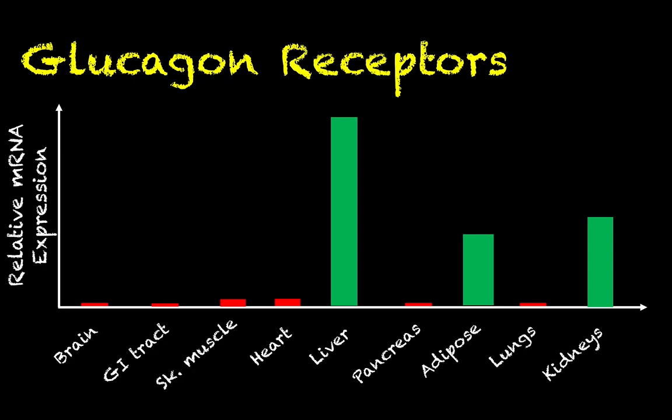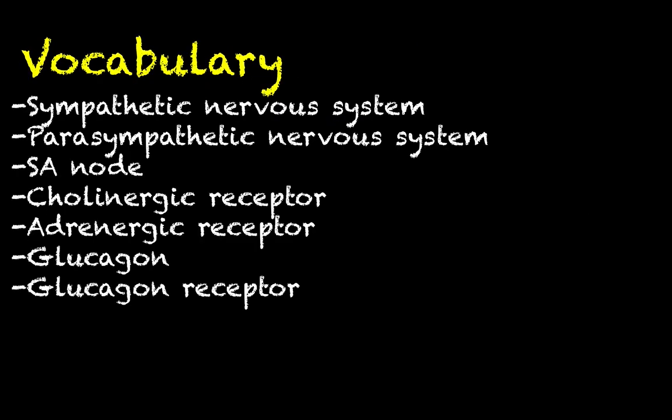So basically what this is going to tell you is that tissues like the brain, the GI tract, the heart, the pancreas, and the lungs, these are not targets for glucagon, whereas the ones with the green bars are targets for glucagon. Now, I've adapted this graph from information that you can find on the NCBI website, which stands for the National Center for Biotechnology Information. So if you're ever curious about which cells in the human body have a particular kind of receptor, NCBI is a great resource to go to.